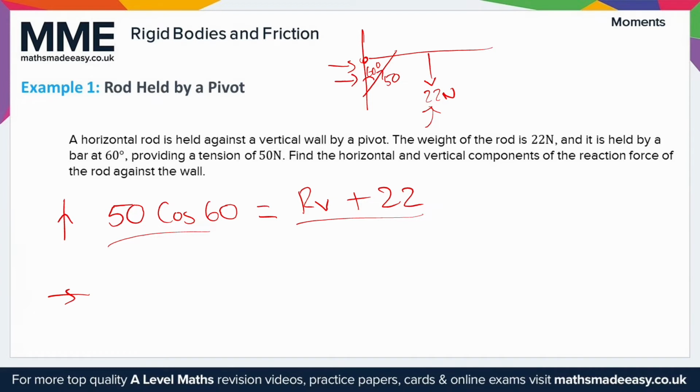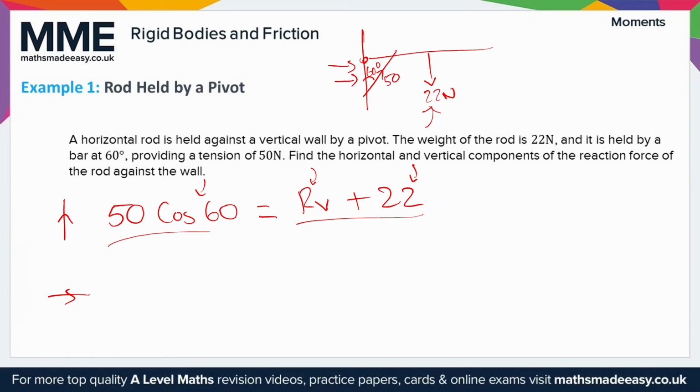Because, of course, the bar is trying to push it upwards. If there wasn't this reaction force here, then the rod would just go upwards because this is greater than 22. Okay, so we know that this is acting downwards to resist the motion of the rod going up. Okay, because friction always acts in the opposite direction. Okay, not friction in this case, reaction force.